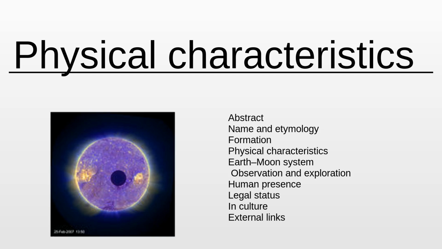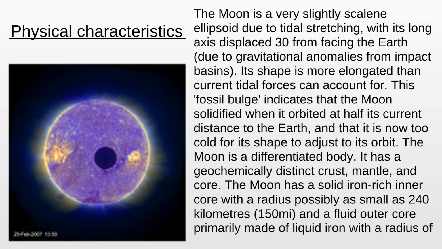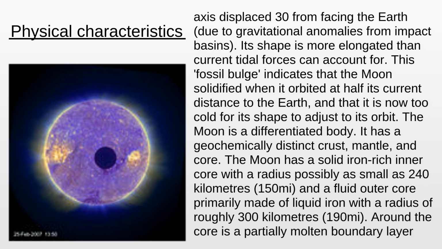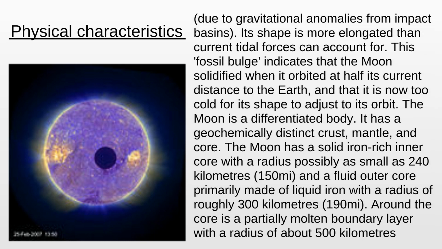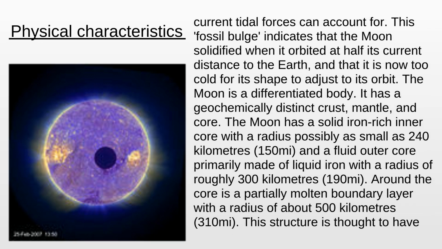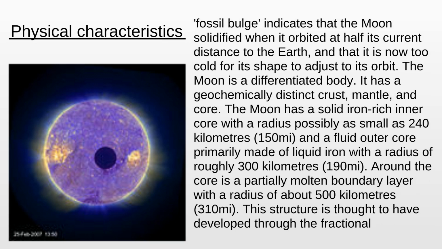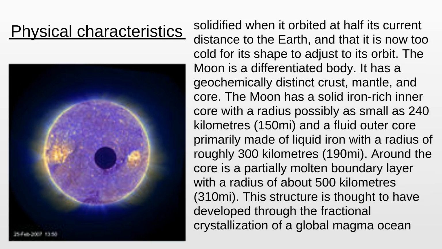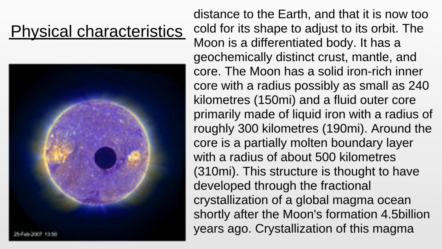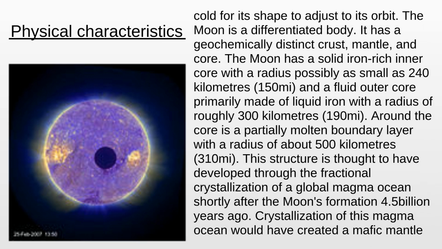Physical characteristics. The Moon is a very slightly scalene ellipsoid due to tidal stretching, with its long axis displaced 30° from facing the Earth, due to gravitational anomalies from impact basins. Its shape is more elongated than current tidal forces can account for. This fossil bulge indicates that the Moon solidified when it orbited at half its current distance to the Earth, and that it is now too cold for its shape to adjust to its orbit. The Moon is a differentiated body. It has a geochemically distinct crust, mantle, and core.